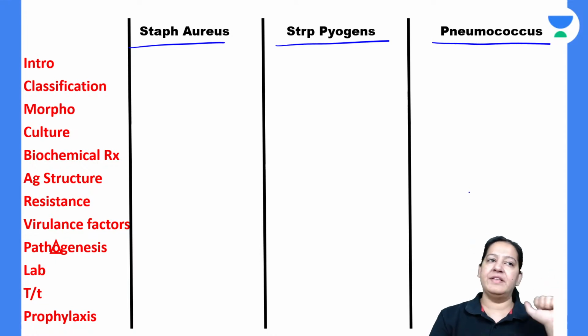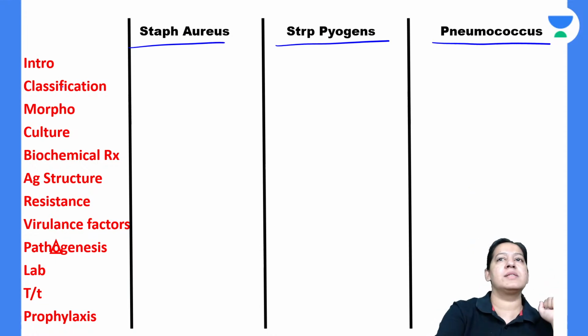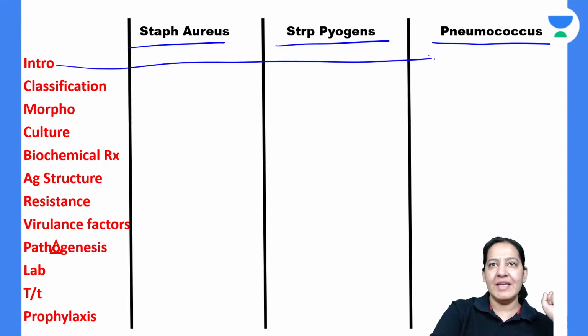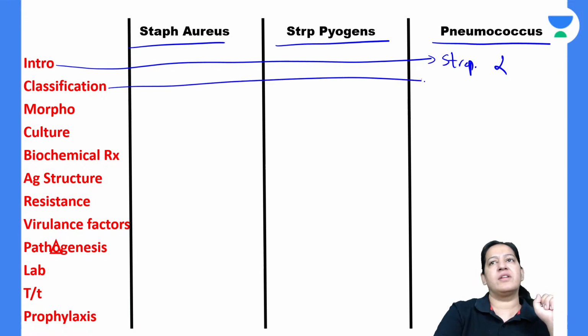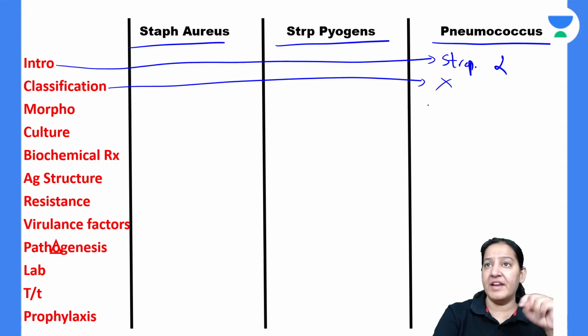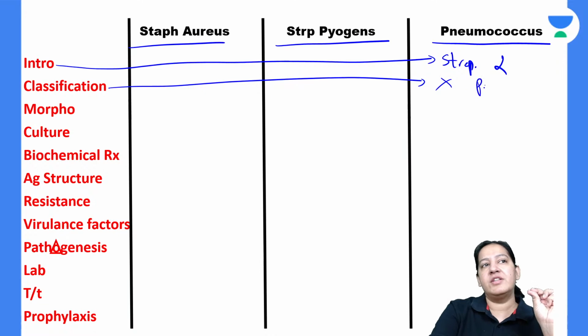So first we will complete the Pneumococcus. Let me revise. In the introduction, we have seen it is a type of Streptococcus which shows alpha hemolysis. In the classification, there is no further classification of Pneumococcus. It is only one bacteria. Streptococcus pneumoniae is the other name given to it, but it occurs in pairs. That's why it is known as Diplococcus.